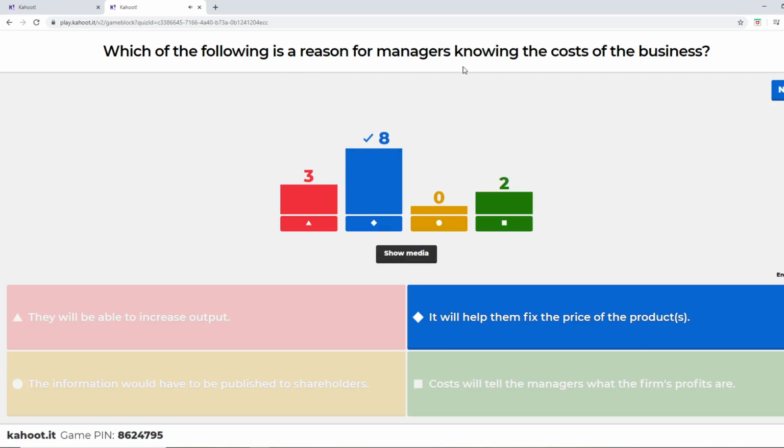Which of the following is the reason for managers knowing the cost of the businesses? Okay, so you can see blue is the answer. It will help them fix the price of the products. Because when you think about a break-even analysis, if you cannot break even using your current output, then you know how much price you have to set if you want to break even. Or the other way around, if you have to use the current price, then how much output you have to produce or sell in order to break even. So that's what the break-even analysis does.